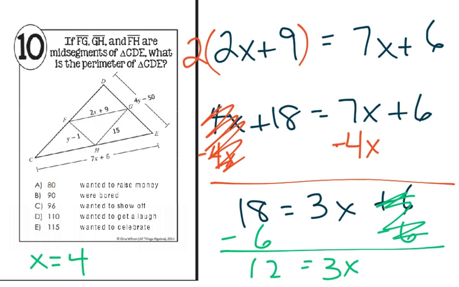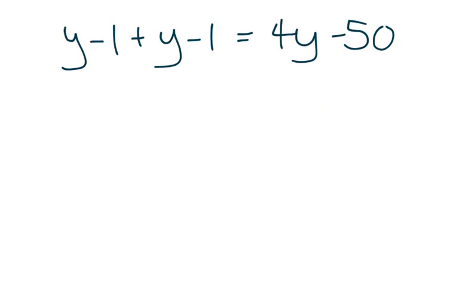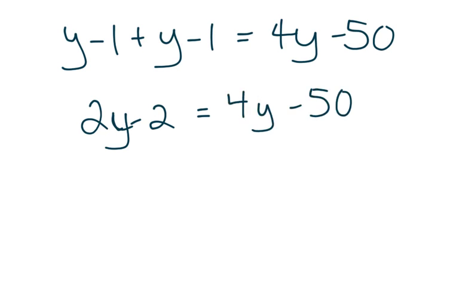And the y would be this one and this one. So 2 of these would equal 1 of these. So y minus 1 twice equals 4y minus 50. Notice that I just wrote it this time: y minus 1 and another y minus 1. Either way, it doesn't matter. When you combine like terms, you're going to get 2y minus 2, either way, equals 4y minus 50.